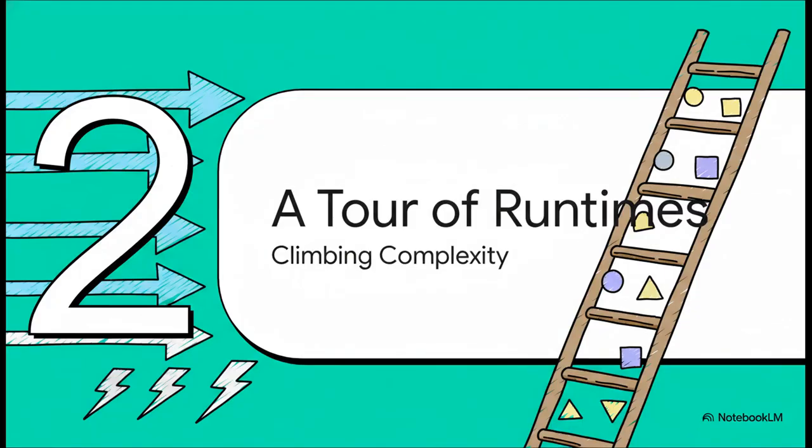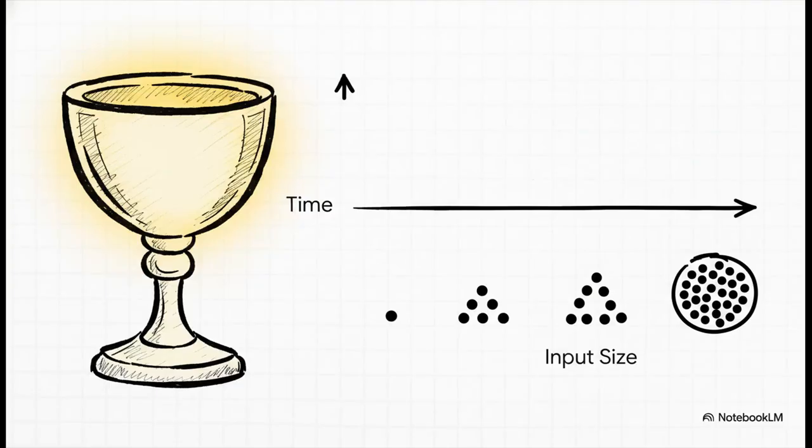All right, now that we've got the basic rules down, let's go on a little tour. We'll look at the most common Big O types you'll run into, starting with the fastest and climbing our way up the ladder of complexity. We'll start at the very top with the absolute best of the best, the holy grail of efficiency, O(1), also known as constant time. This is the goal.